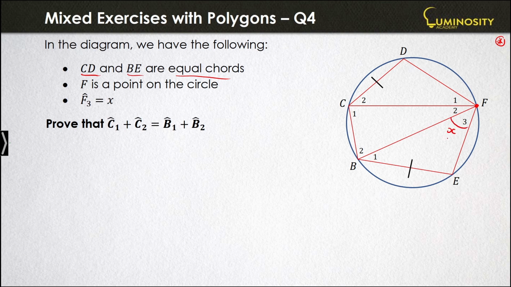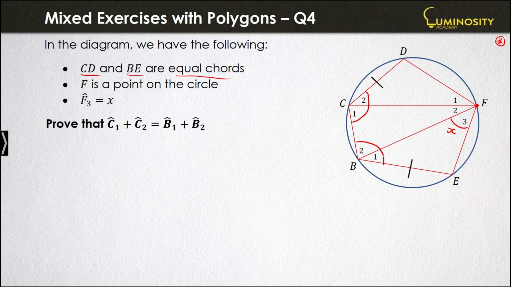Prove that angle C1 plus C2, which is over here, is equal to angle B1 plus B2, which is this angle here. Okay, so there's quite a lot to unpack there, so let's go line by line with the information and plot as much information as we can on the diagram.